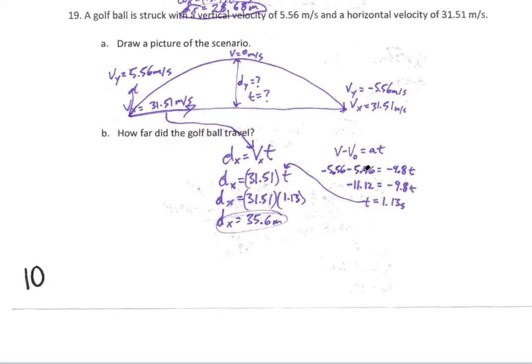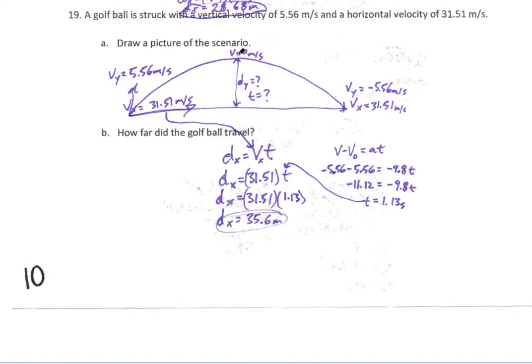Number 19. So we know that this problem's talking about a golf ball being struck with a vertical velocity of 5.56 meters per second. So that's where this comes into play. This 5.56 meters per second up and down, and a horizontal velocity of 31.51 meters per second in the x direction, right? So that's where this 31.51 is coming from.